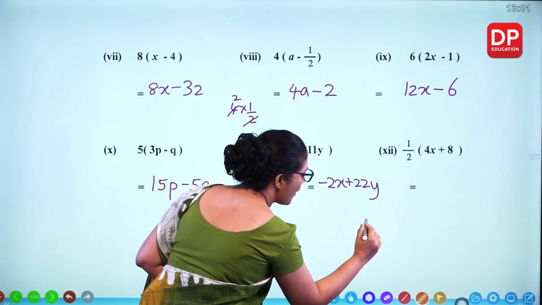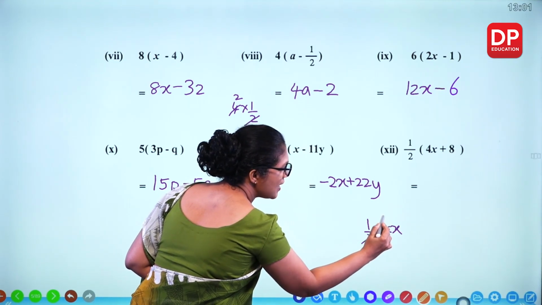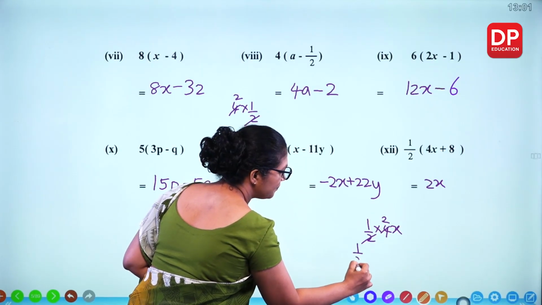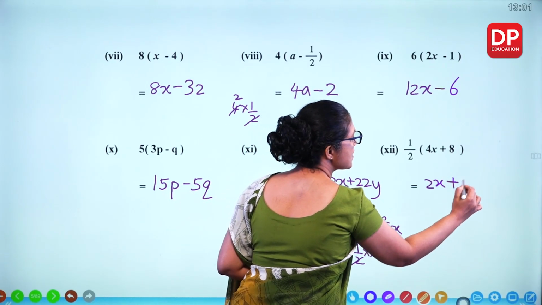Half times 4x. Here you can do it separately. Half times 2x, you get 2x. Half times 8, you get 4. So plus 4.